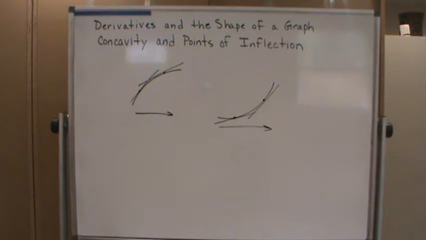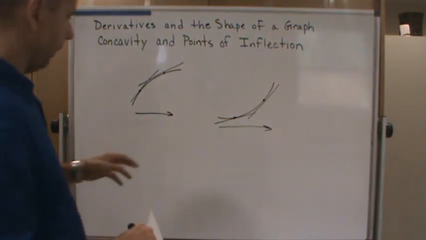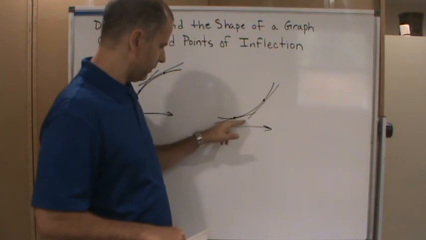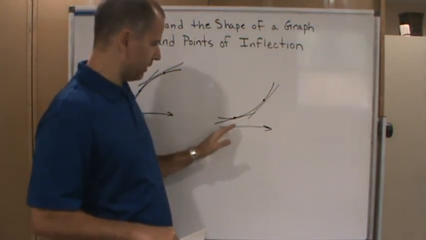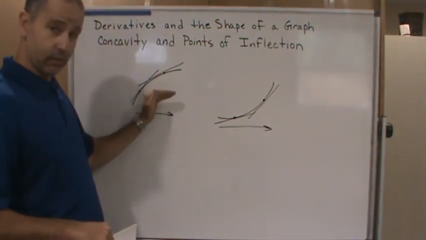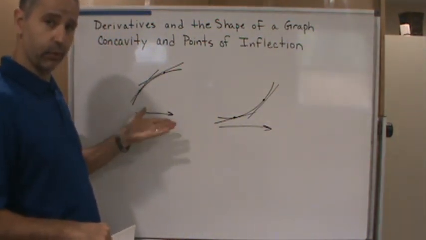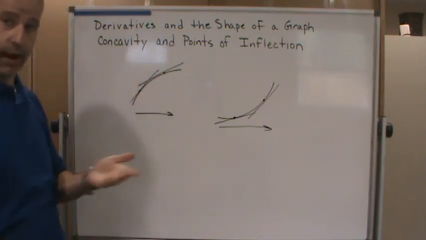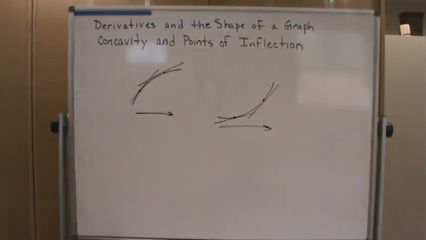So here's the thing: if the derivative increases, right, as x increases, then we would call this concave up. If the derivative is decreasing as x increases, then we would call that concave down. And of course the graph shows that as well. Okay? And so that leads to our next definition of concave up and concave down.